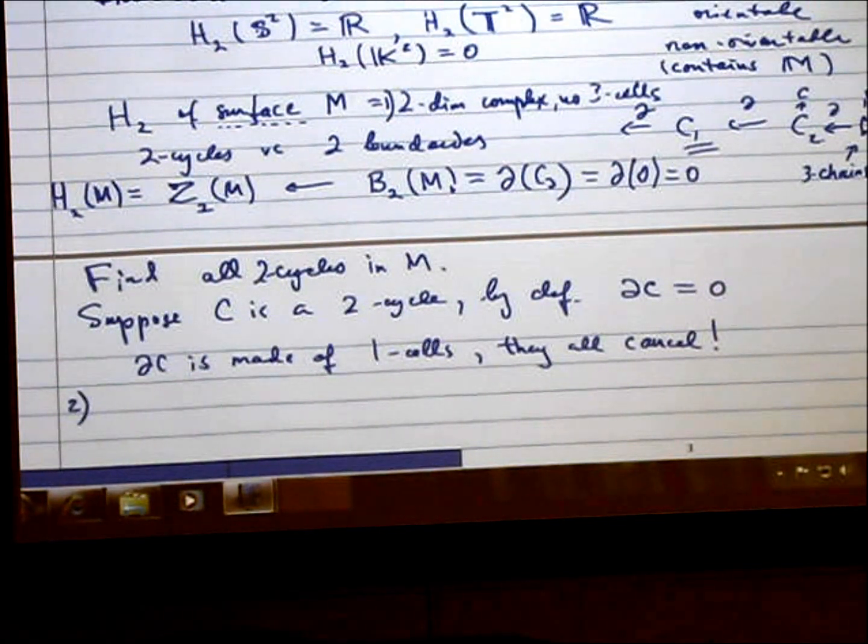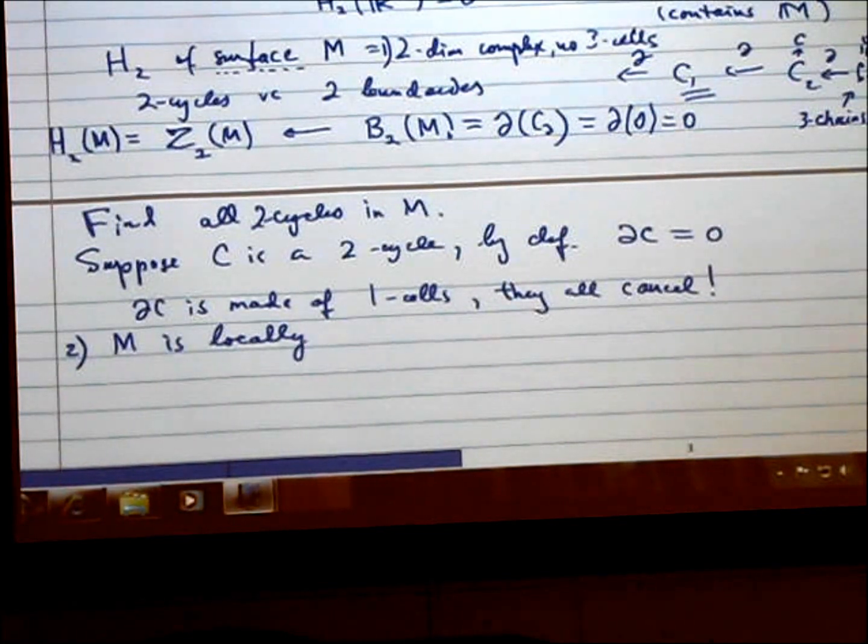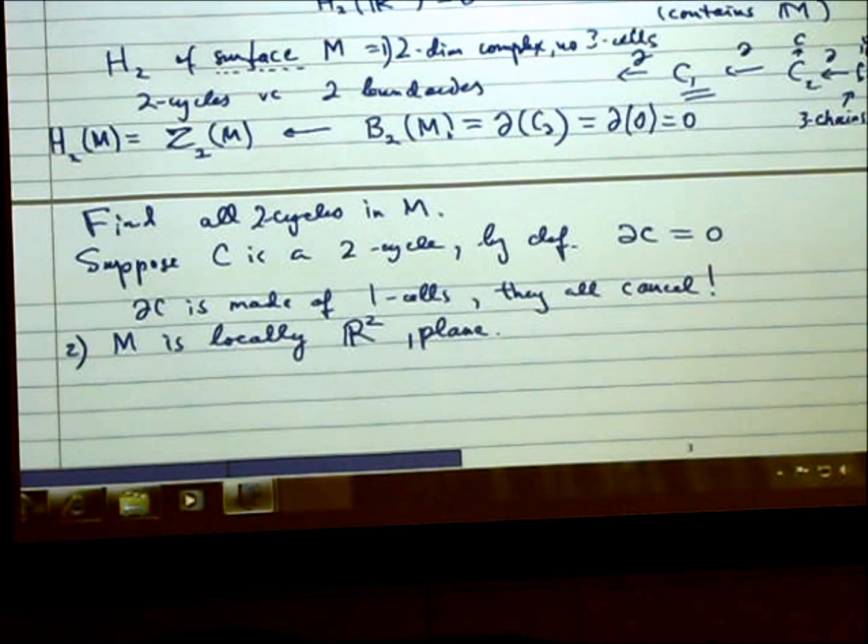Remember, what is the difference between a surface and any other two-dimensional complex? Locally R squared, the plane. So M is locally R squared. What does it mean in terms of the cell complex?